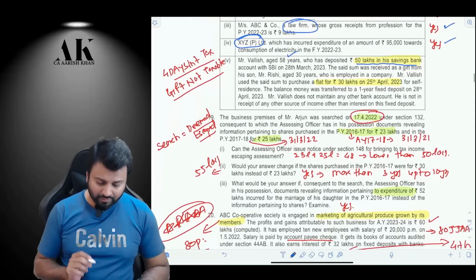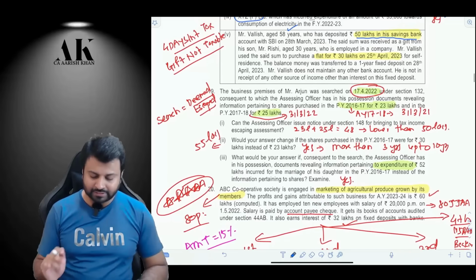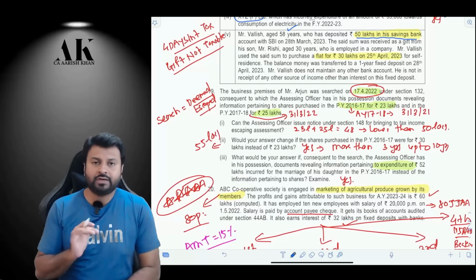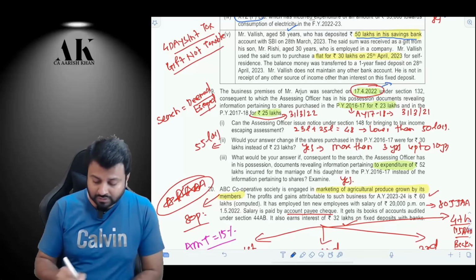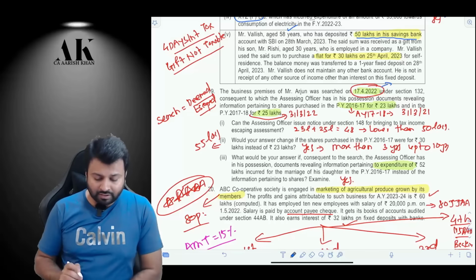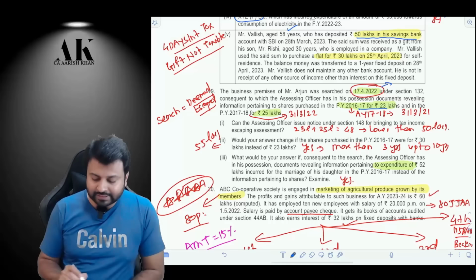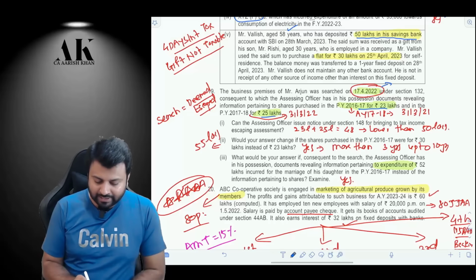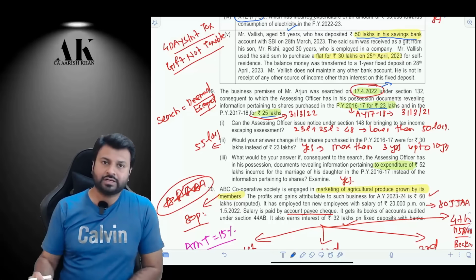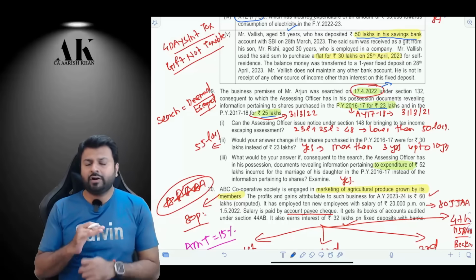Okay, now next question, question number 19 is based on search and seizure, and it is a very intelligent question. On 17th of April 2022, there is a search. And the assessing officer found for 16-17 PY 23 lakh shares and for 17-18 PY 25 lakh shares. Now, for how many years he can send the notice?